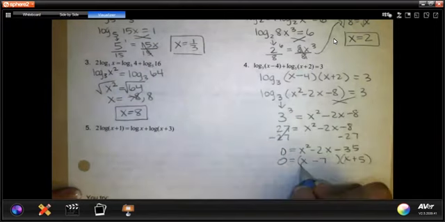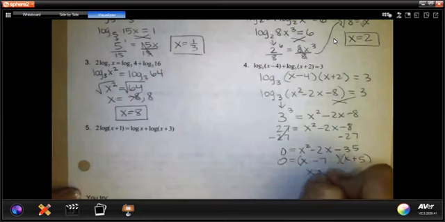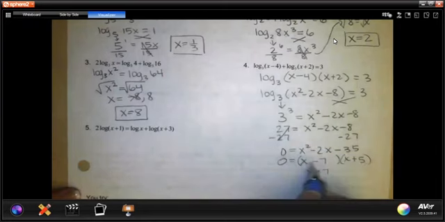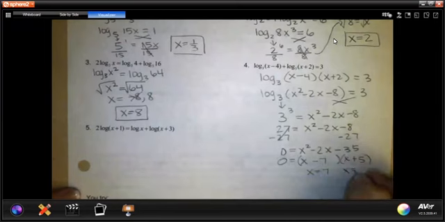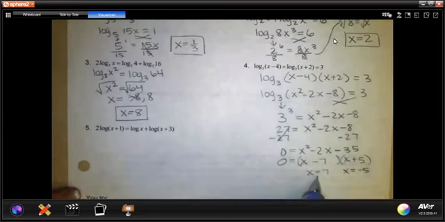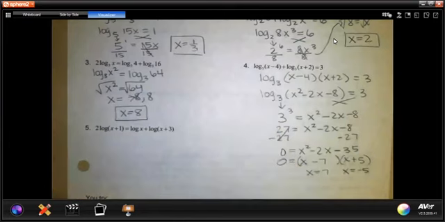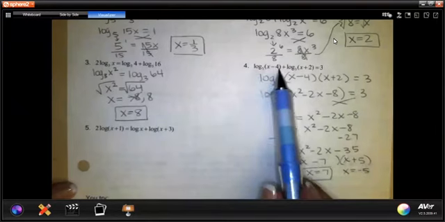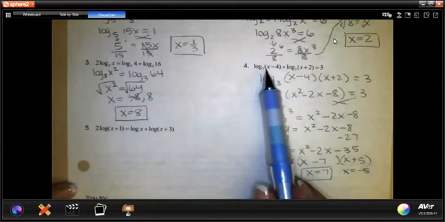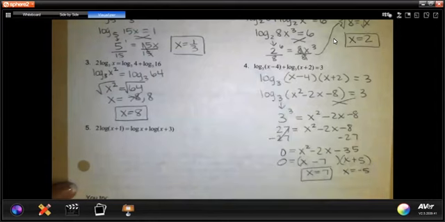What makes this 0 is going to be my solution, so we get 7 because 7 minus 7 is 0, and negative 5 because negative 5 plus 5 is 0. So those are the two solutions. Now remember, you got to take them and plug them back in to verify that they work. When I put in my 7, it works. They are both positive. But when I plug in my negative 5 minus 4 is negative 9 in my argument. We cannot have a negative number in the argument, so that is an extraneous solution.